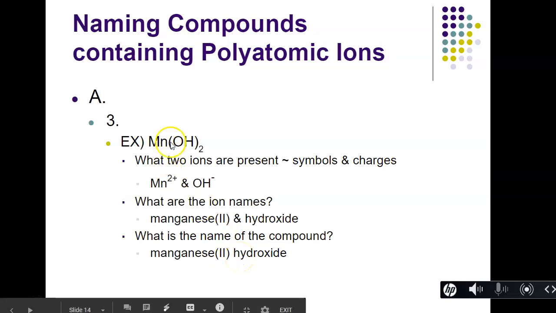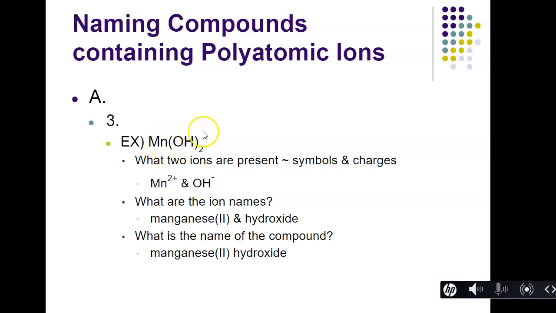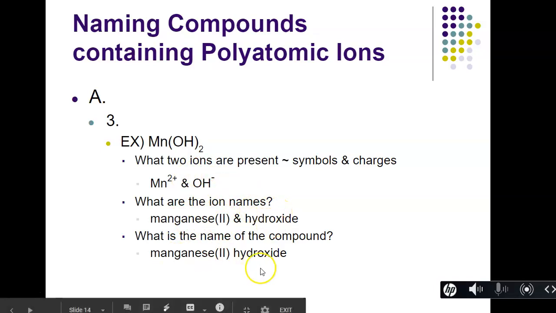Okay, here, the 1 right here flips to the hydroxide. The 2 goes to the manganese. So I get Mn2+, OH-. I name each piece. Mn is manganese. It's a transition metal, so it becomes manganese 2. OH- from my polyatomic ion chart is hydroxide. So I write hydroxide and then I combine them: manganese 2 hydroxide.